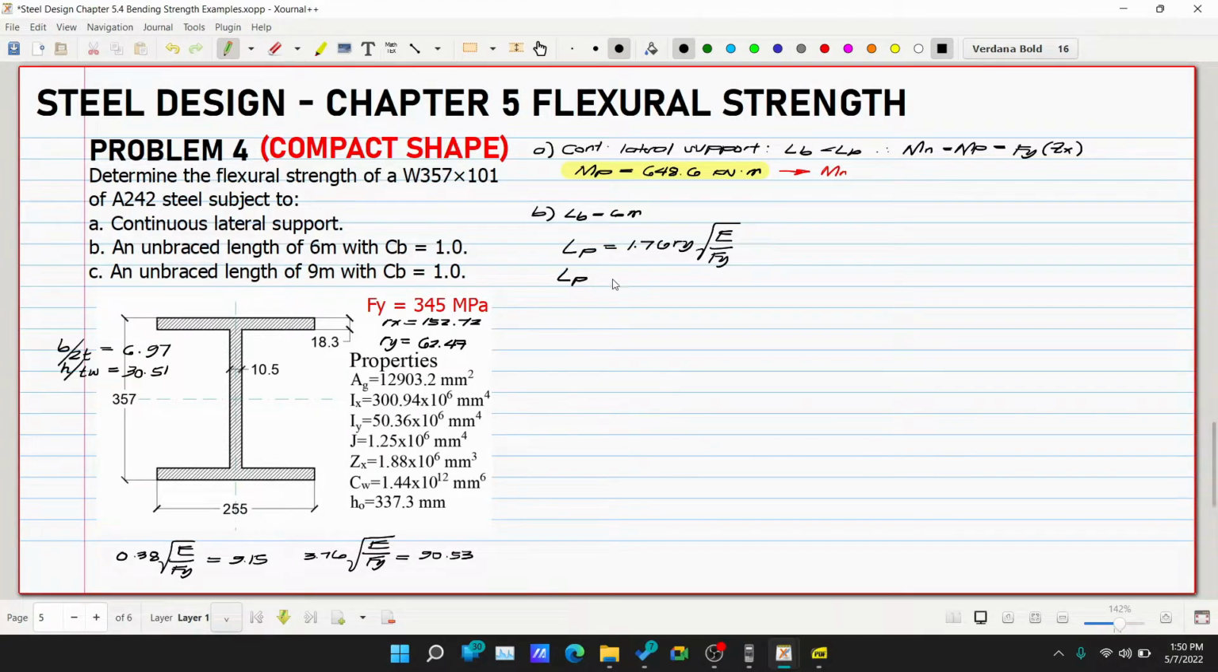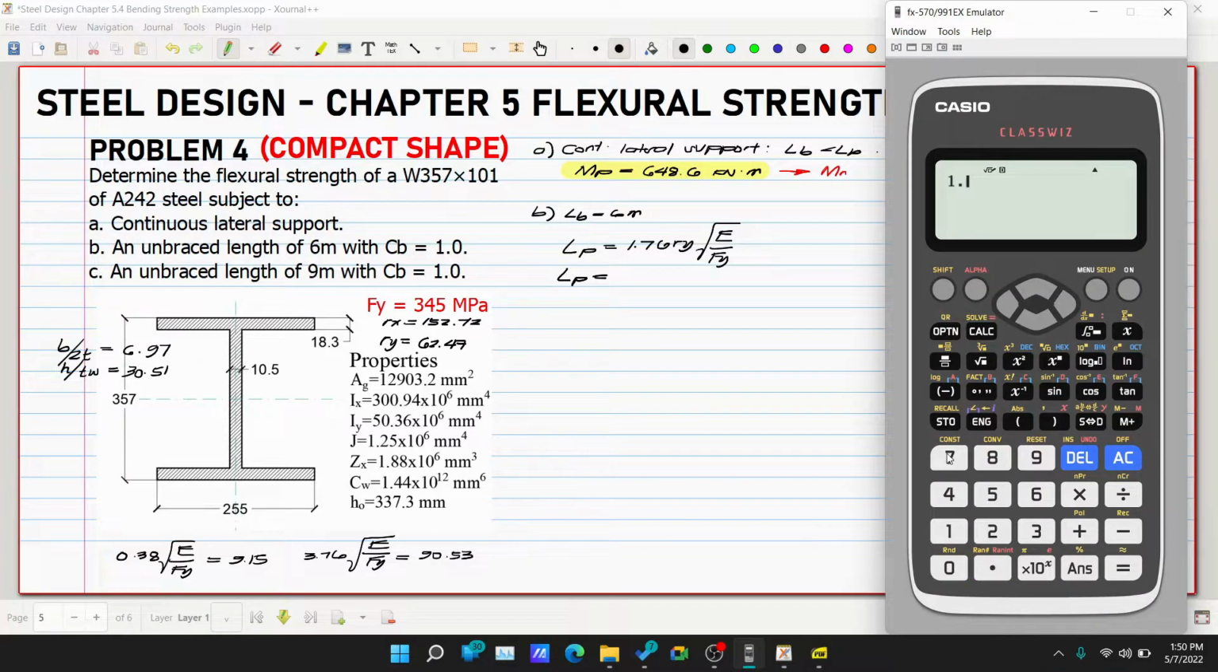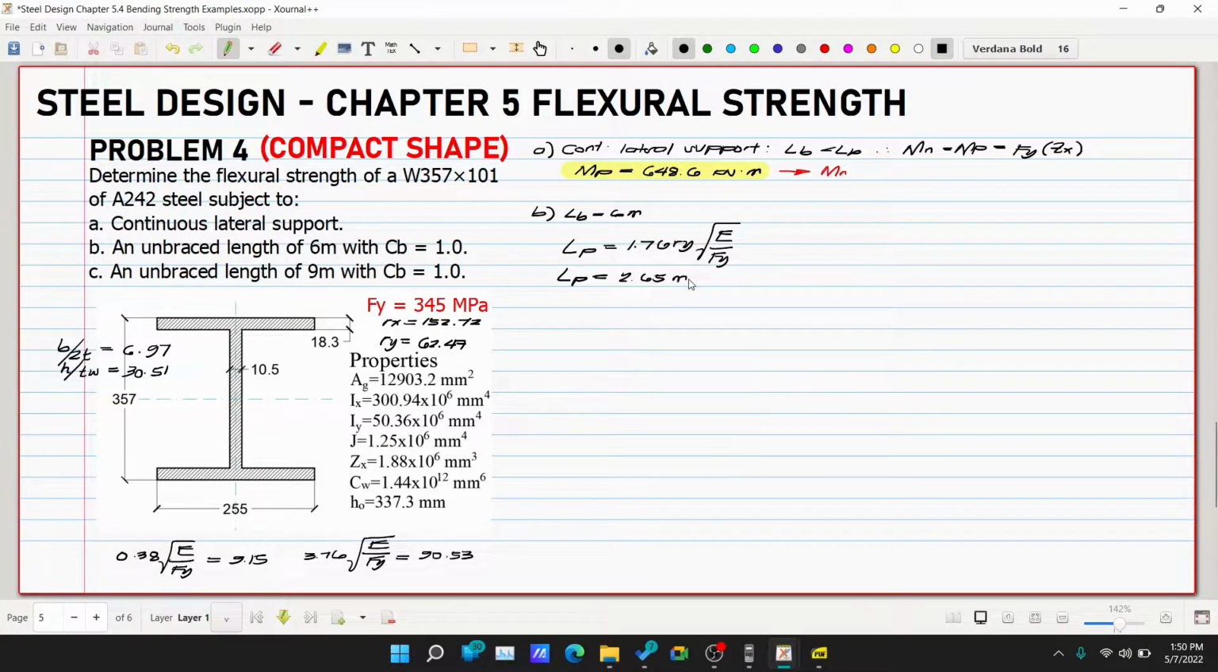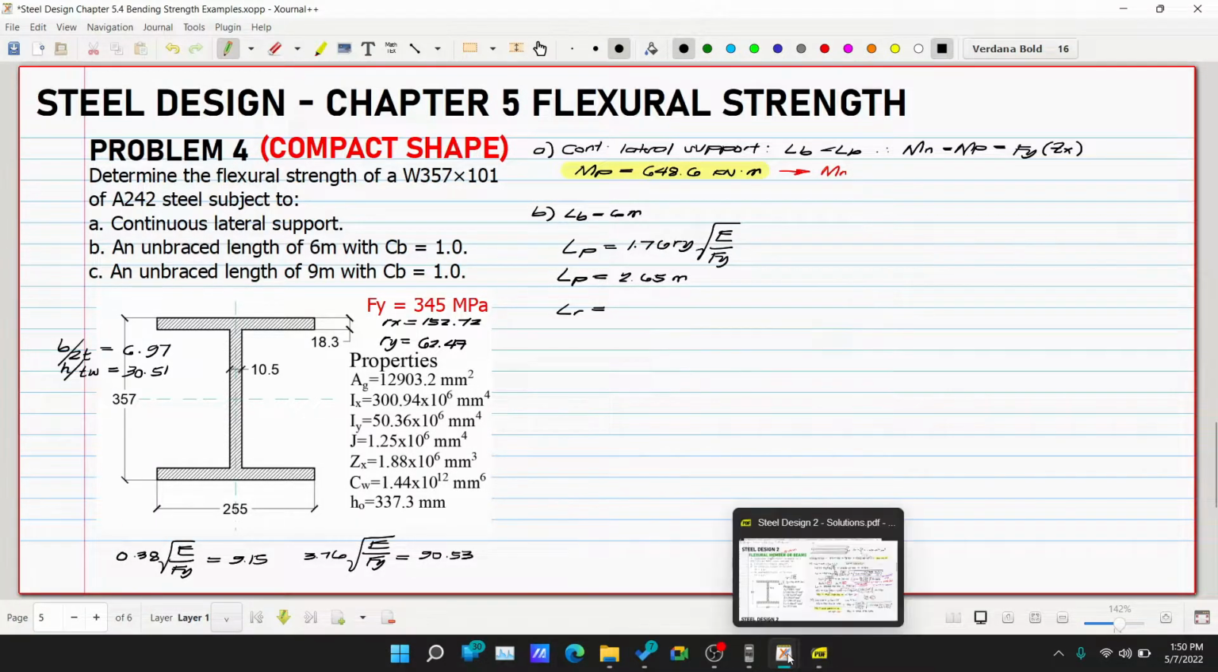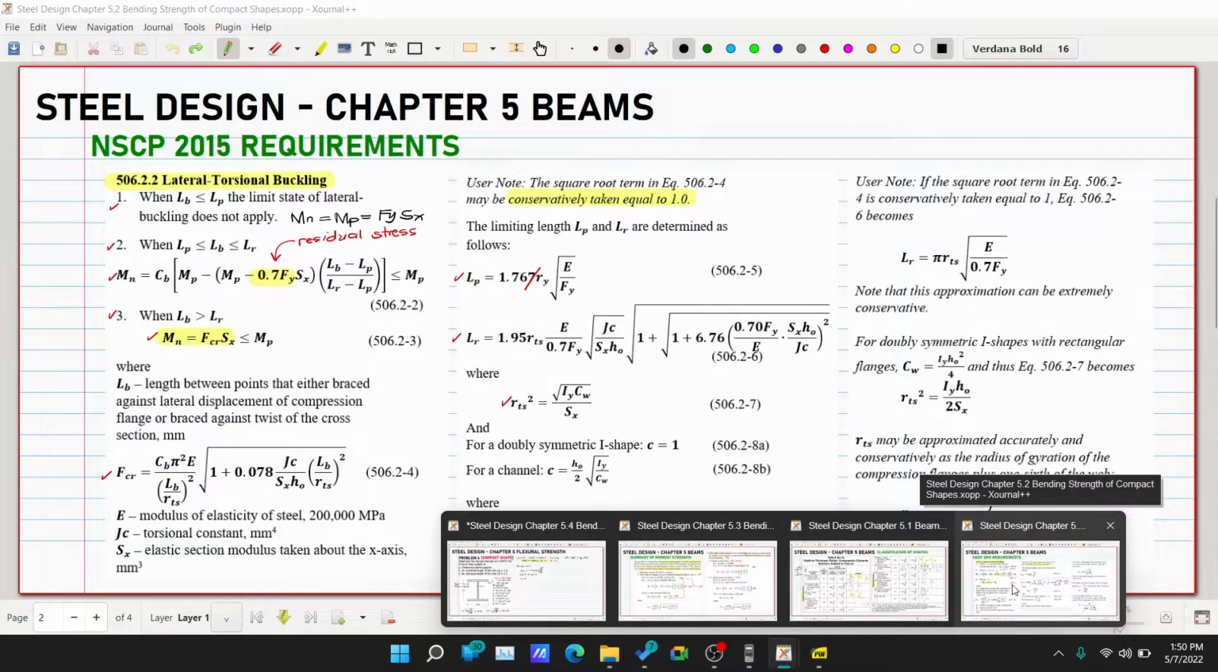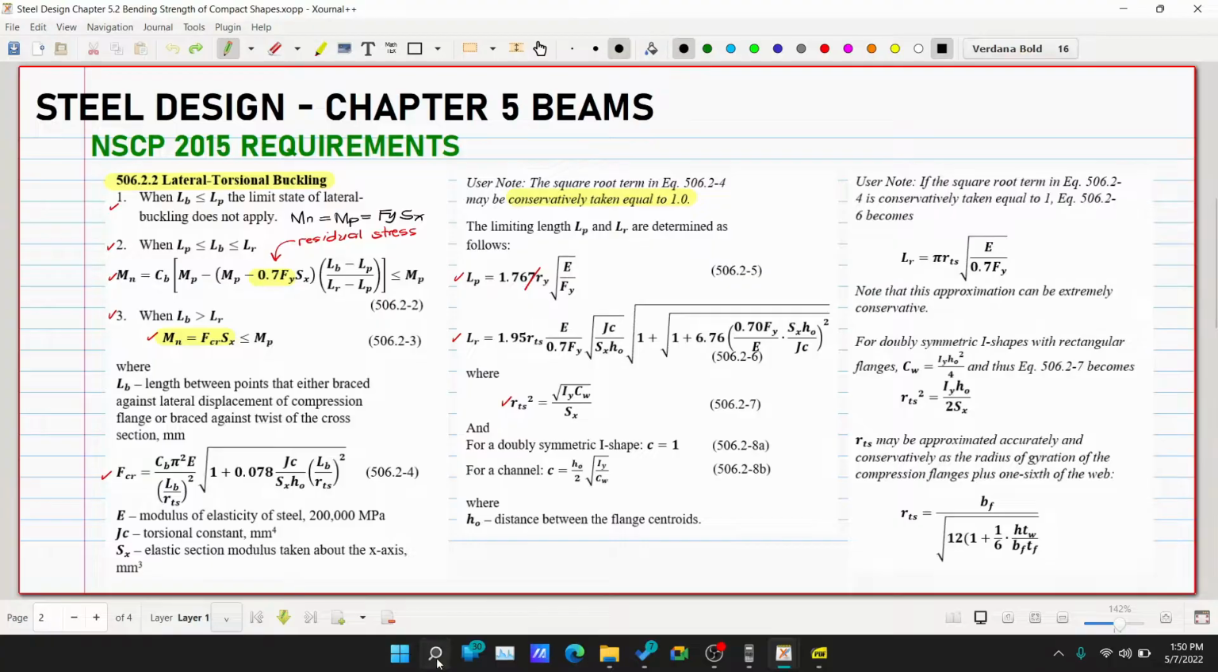So, we can now get our Lp. 1.76 multiplied by ry of 62.47 multiplied by square root of E over Fy, which is 345. So, 2,650 millimeters. We divide by 1,000 to get meters. So, 2.65 meters. Now let's solve our Lr to be sure. Our Lr is quite long, so I think we should take a screenshot of this.